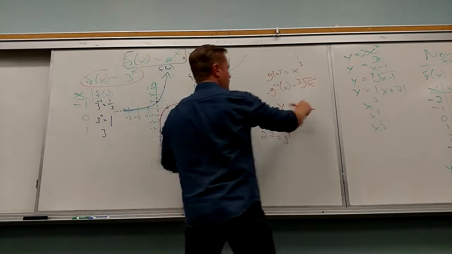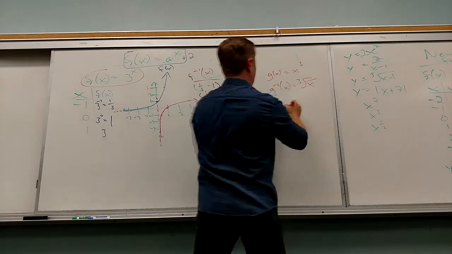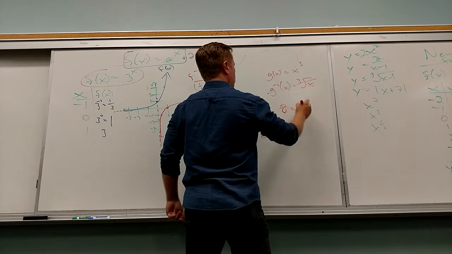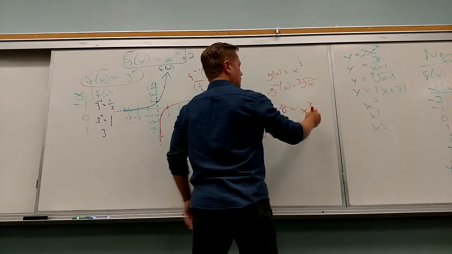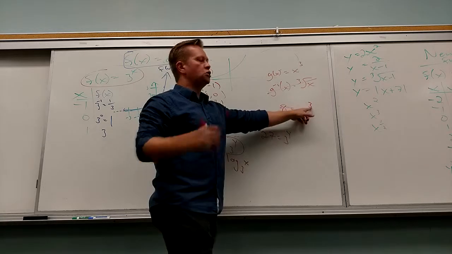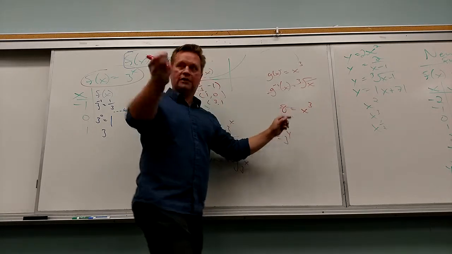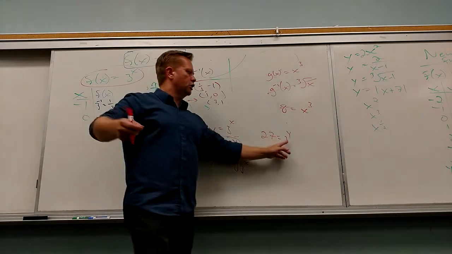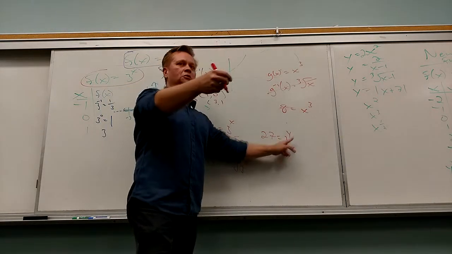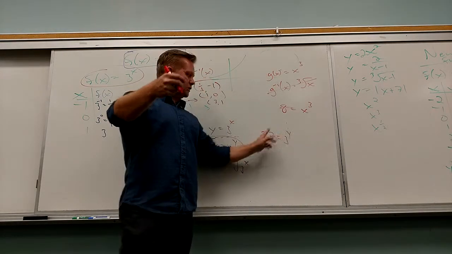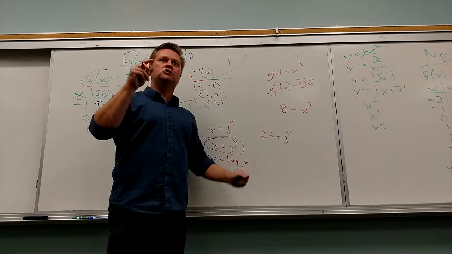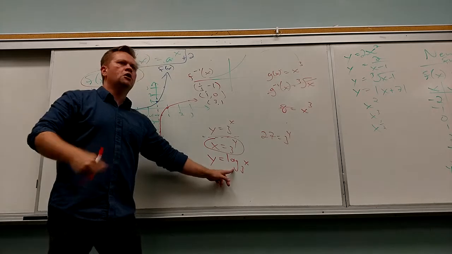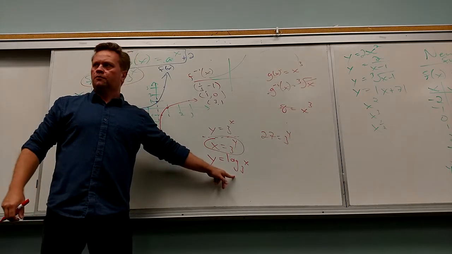Same way as if I had this question here. If I had 8 equals x cubed, I'm asking myself, what do I cube to get 8? And to get that, I would take a cube root. This is saying, what do I raise 3 to? What power do I put on 3 to make it become 27? And to represent that question, we use this crazy symbol.